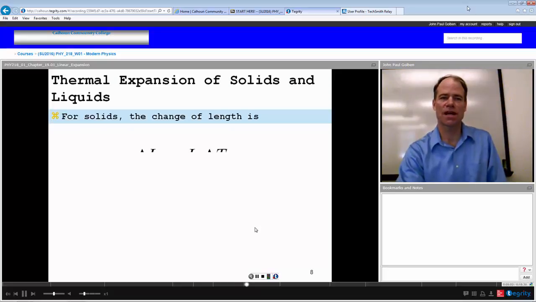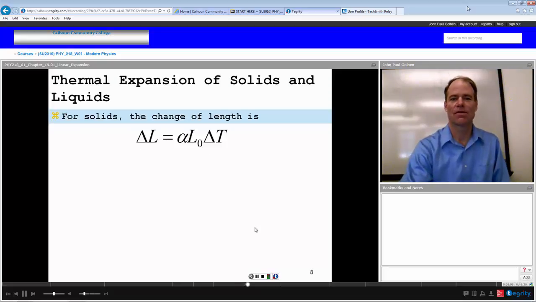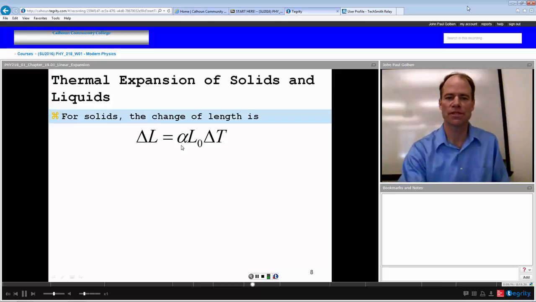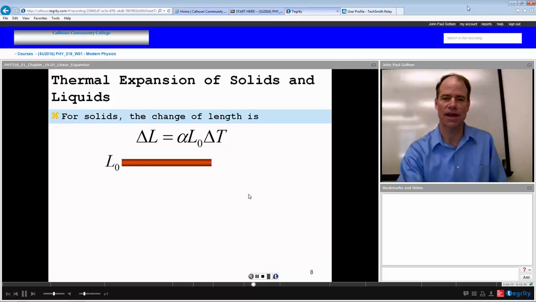Thermal expansion of solids and liquids. For solids, the change of length of a one-dimensional solid is proportional to its original length and proportional to the change in temperature. And that proportionality constant is this constant alpha.